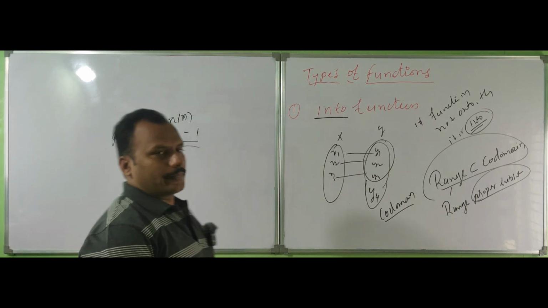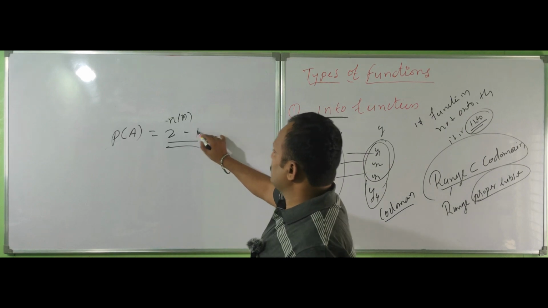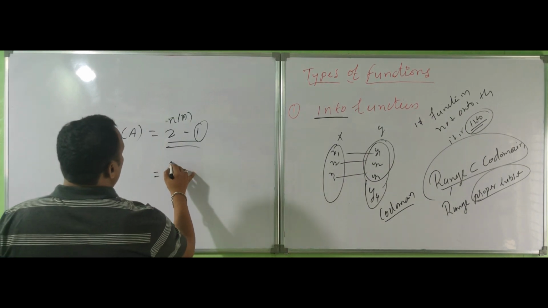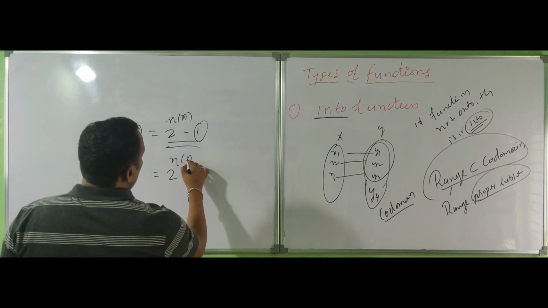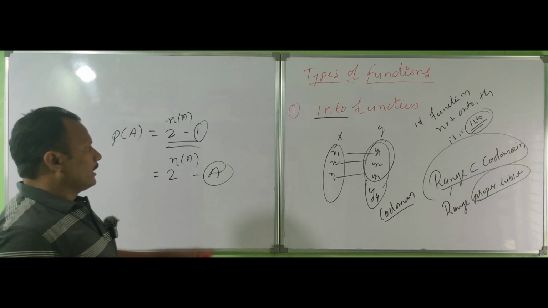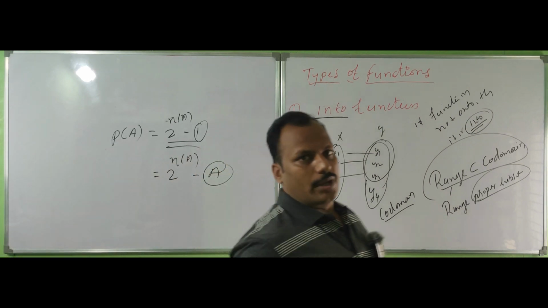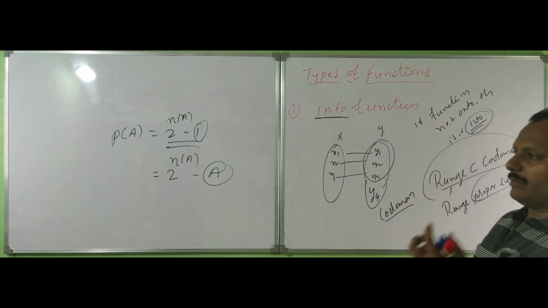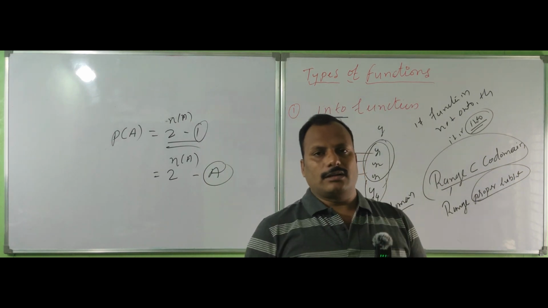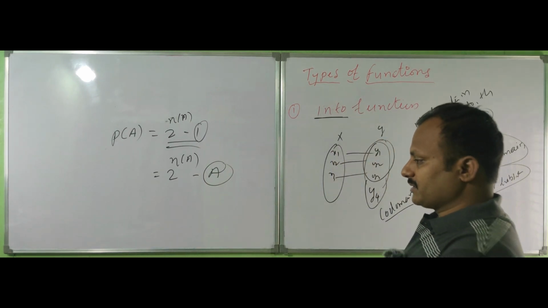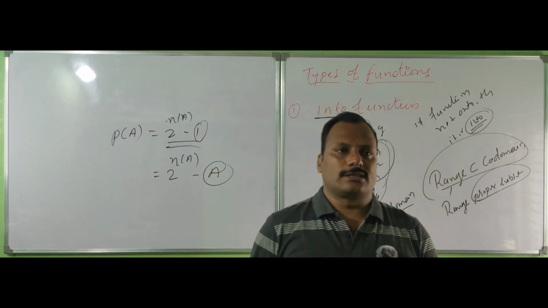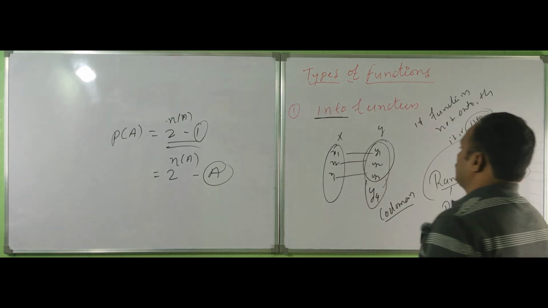What is the minus 1? It is the set A itself. So you can also write n(A) minus A, only symbolically, meaning except the main set. A proper subset is one whose number of elements is less than the main set. If the number of elements in the subset is less, that is called a proper subset.